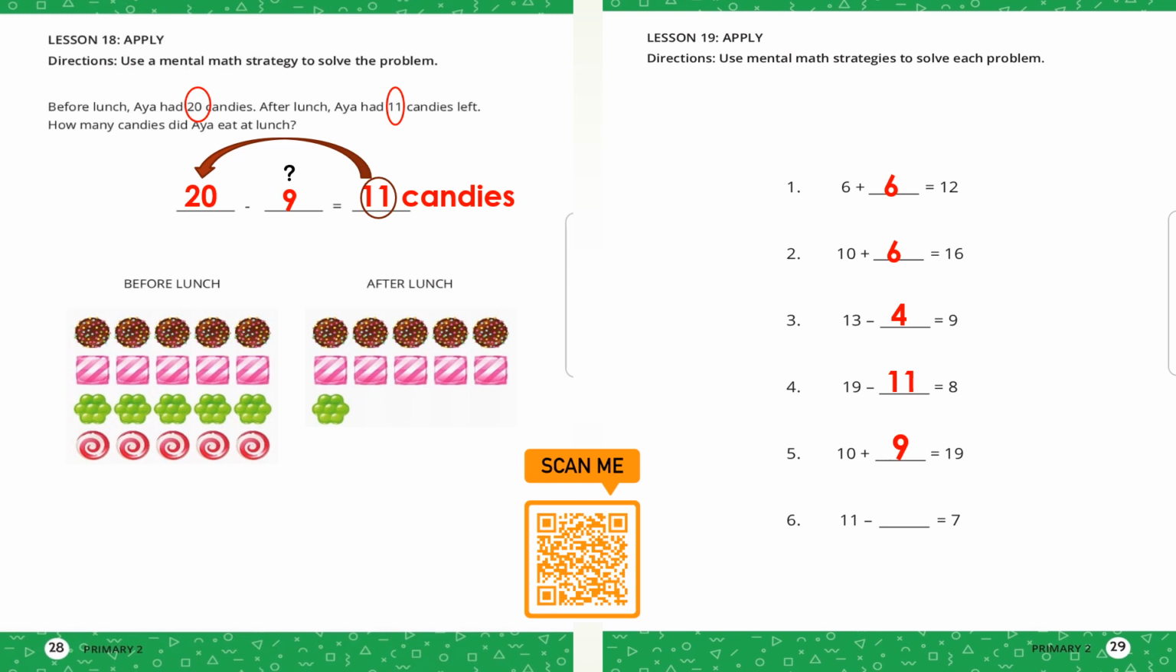Okay, the last one, 11 minus what equals 7? We can find it by counting from small number to big number. Count from small, 7 to 11. After 7, 8, 9, 10, 11. How many fingers? 4. So we will write 4.